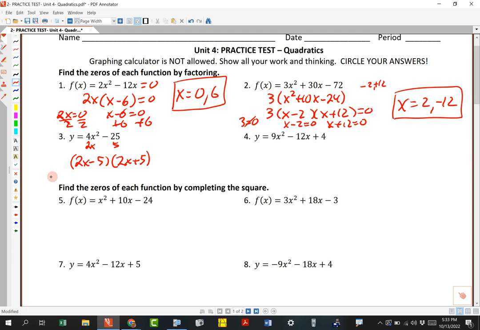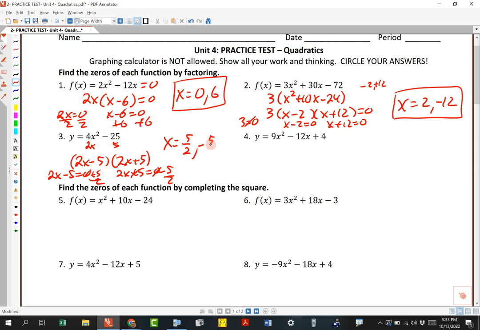So we want to know when this one equals 0, when 2x minus 5 is equal to 0, and when 2x plus 5 is equal to 0. Well, we're going to take this and move the 5 over to the other side. So we're going to add 5, and then we're going to end up dividing by 2. So I end up with one answer that's going to be 5 over 2. If I move the 5 to the other side, this is going to be a negative 5. Then I'm going to divide by 2.